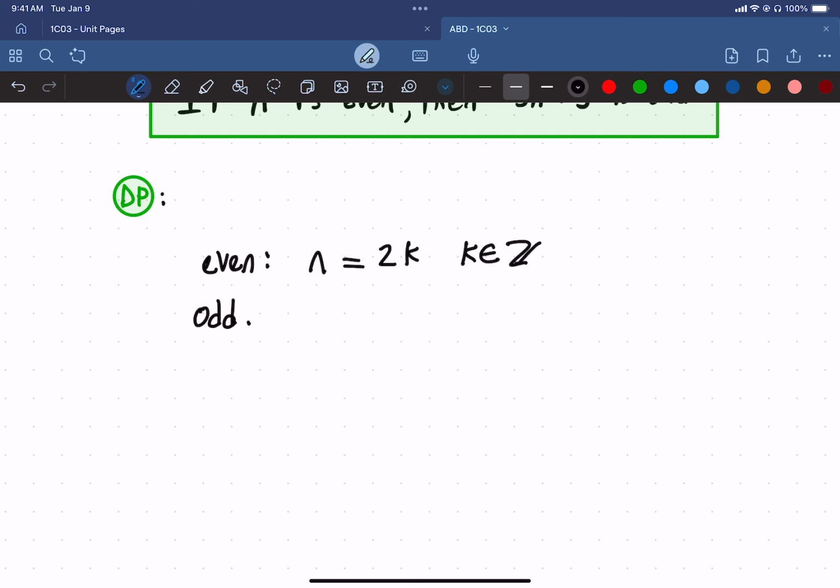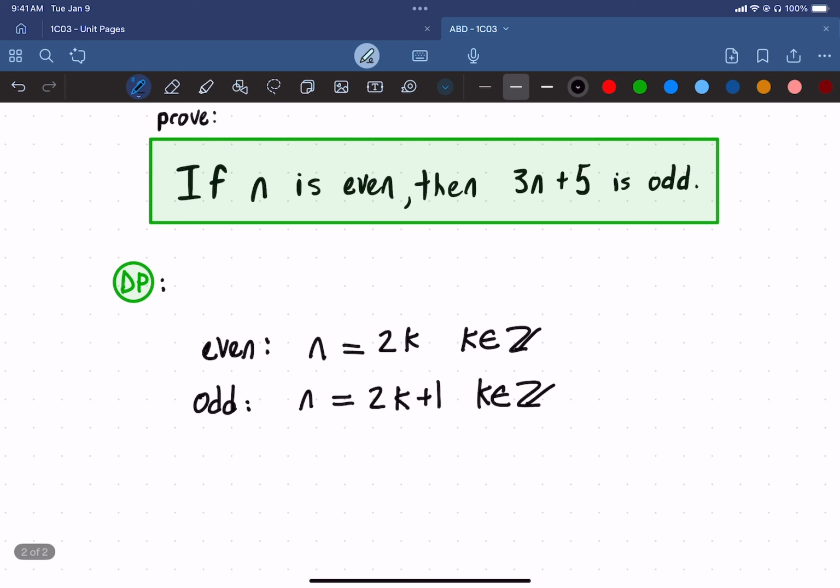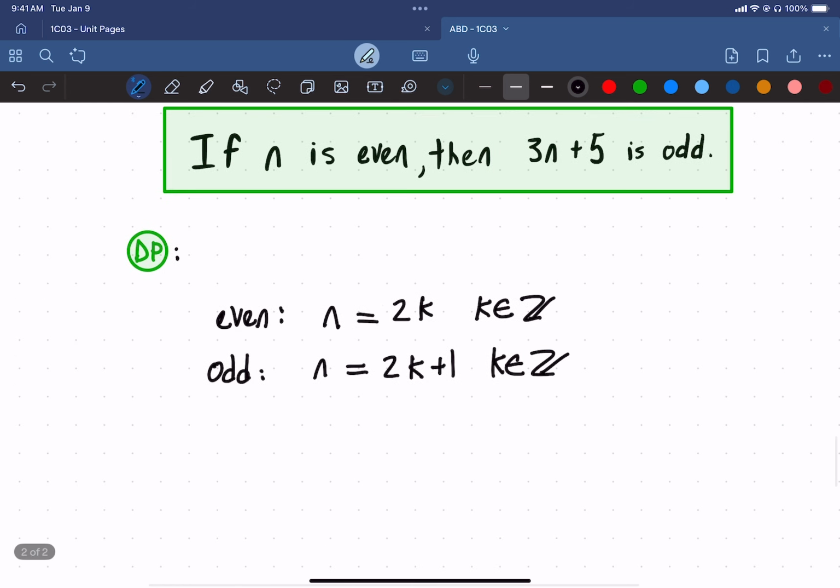And then an odd number is defined as 2k plus 1, because you know that consecutive integers go through odd then even. So we can just describe it as an even number plus 1. We also need to make sure that k is an element of the integers. That's the simple definition of odd and even numbers. We can identify our P and Q: P is n is even, then Q is 3n plus 5 is odd.